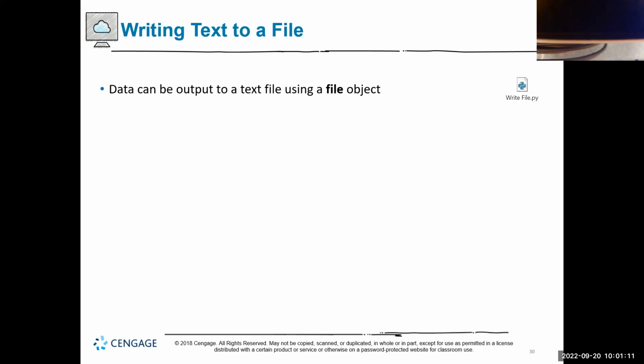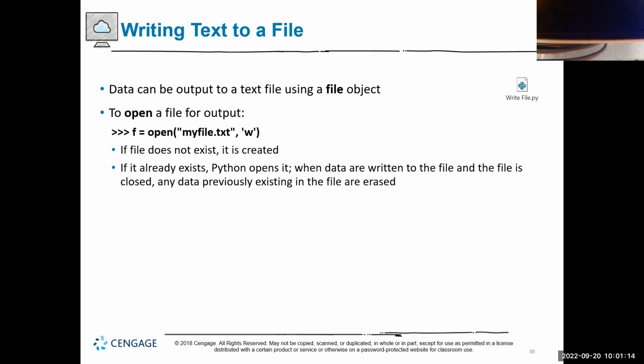the data can be output to the text file using the file object here. Now, if you want to write data to the text file, the first step is you have to create an object and put a reference to the file name here, and you have to specify which action you want to do with the file. So you have W, which means you want to write to the file, and if you have R here, that means you want to read from the file. If the file does not exist, it will be automatically created.